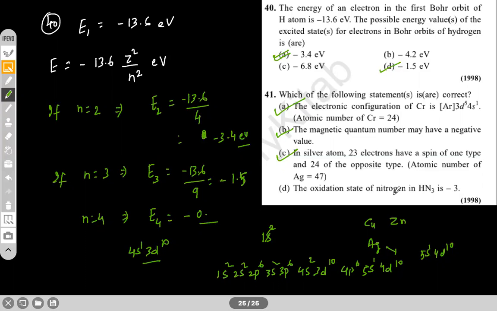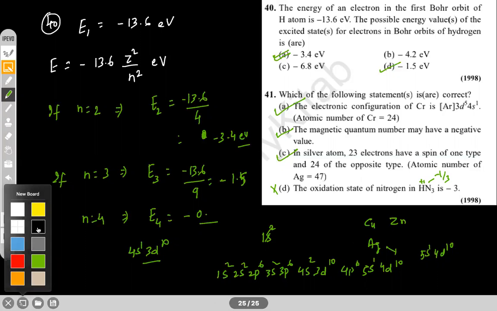Oxidation state of nitrogen. Nitrogen is minus 1, and it is minus 1 by 3 and plus 1, right? -1/3 oxidation state of nitrogen we have. So I think option D is not correct. This is +1, and nitrogen should be -1/3 so that overall it is balanced. So answer is A, B and C for this question.